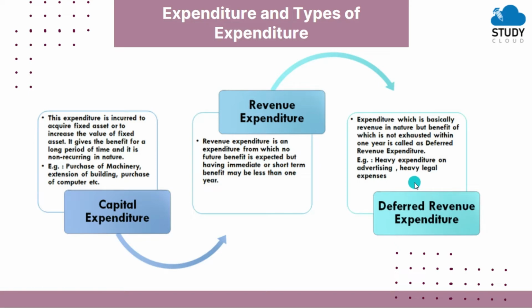Then there is deferred revenue. This is basically a type of revenue expenditure, but here the benefit of such expenses will be for more than 1 year. For example, heavy expenditure on advertising, like you did expenditure for 2-3 years, or heavy legal expenses. Whatever heavy legal expenses you do, it will help your business for a longer period of time, or large scale expenses for any different purposes. All these things will come under deferred revenue expenditure.